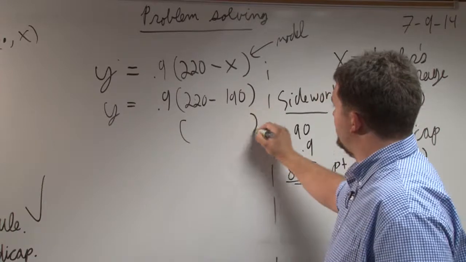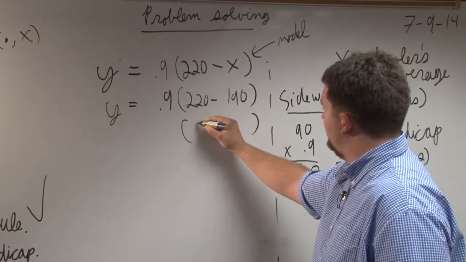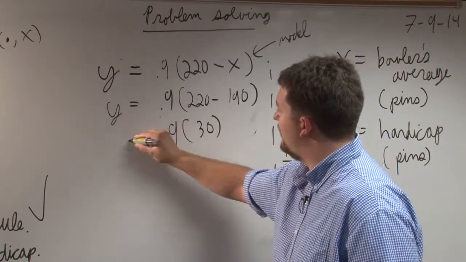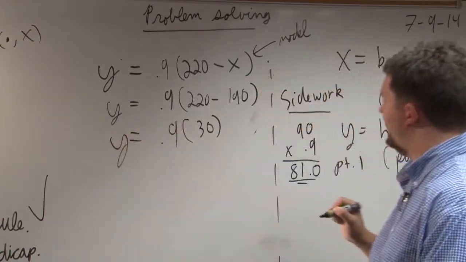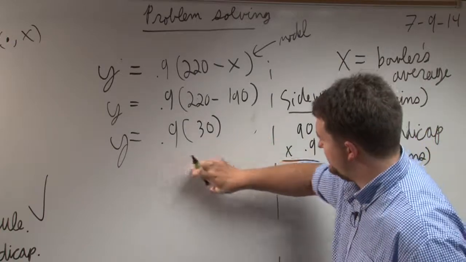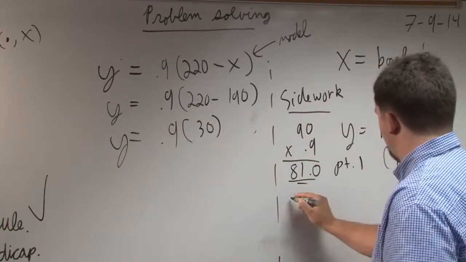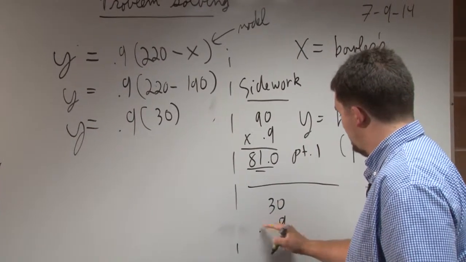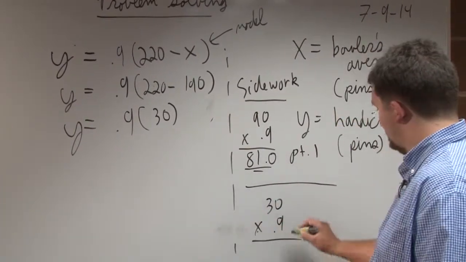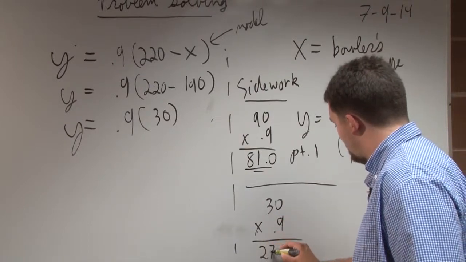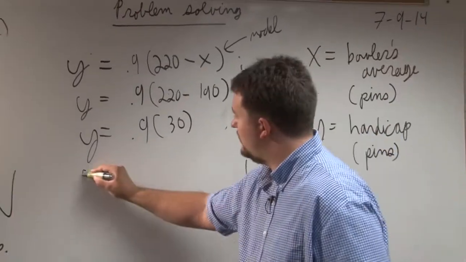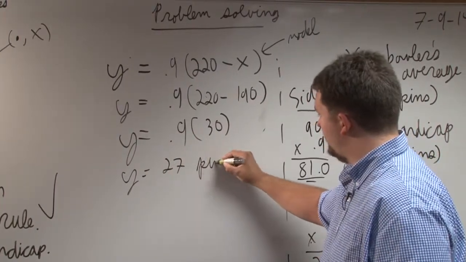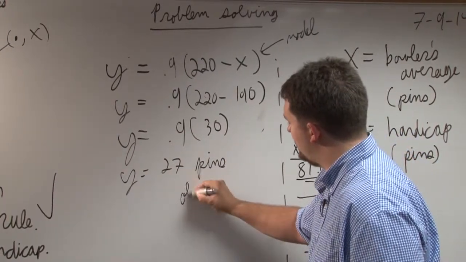So same idea as before. 220 minus 190, well, that's only 30. Don't need that parenthesis that far over. Alrighty. Same idea. I don't like the idea of trying to do a lot of work here, so I come over here and I do my side work again. 30 times 0.9, still 0, that would be 27, and that's it. So y is 27. Don't forget the units.